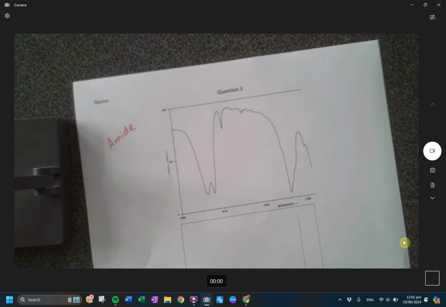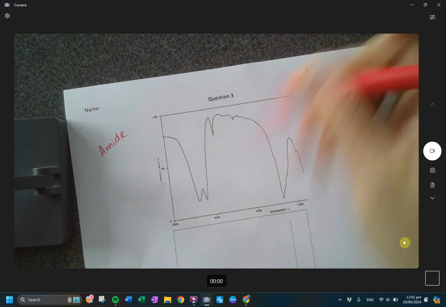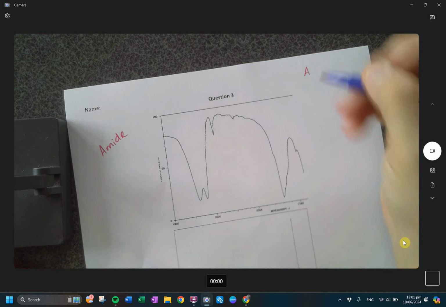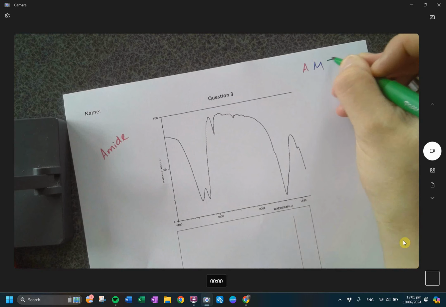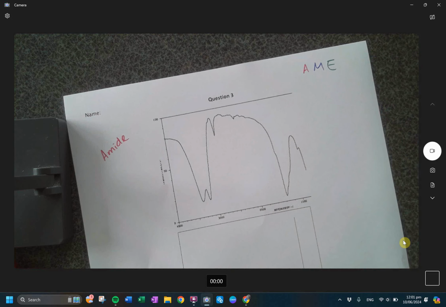I'll do the Achieve Merit Excellence color code again. So A level stuff, M level stuff, E level stuff, just so you guys are aware. The first thing I've done is identified the amide. Be mindful that we do need to justify why. I will hold off in justifying why because I want to give you guys a chance to answer the question. All right, so that's my first bit of information.